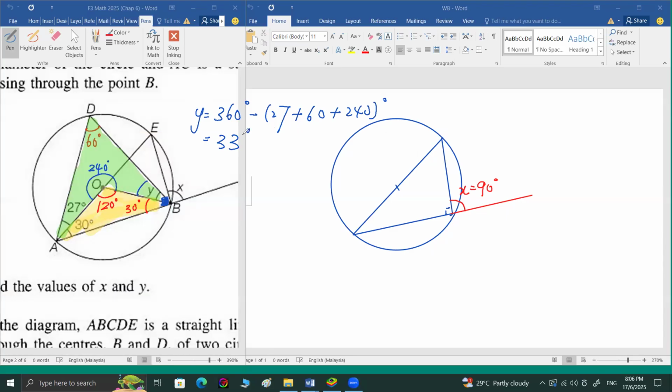Another method, okay, anything that you need to write down first, then I'll go to another method to show you. Sometimes some questions can have more than one method to solve, yeah? So can all of you understand this method? Yes? Okay, next.